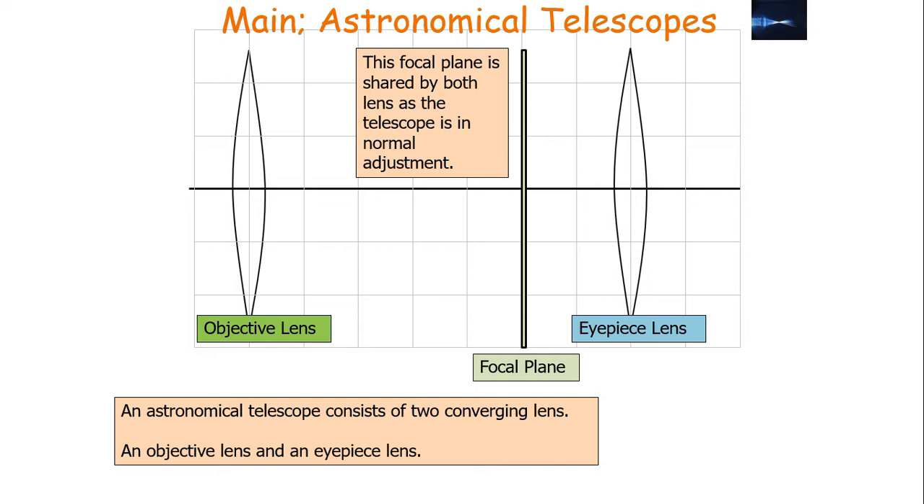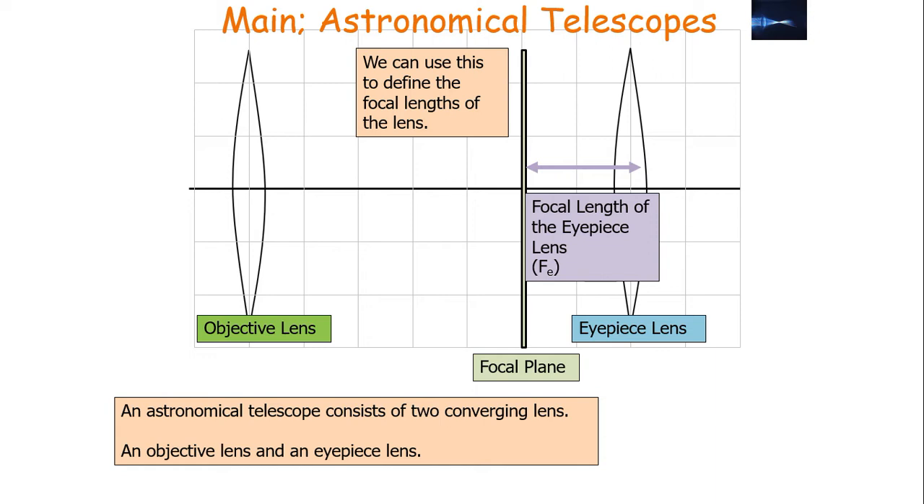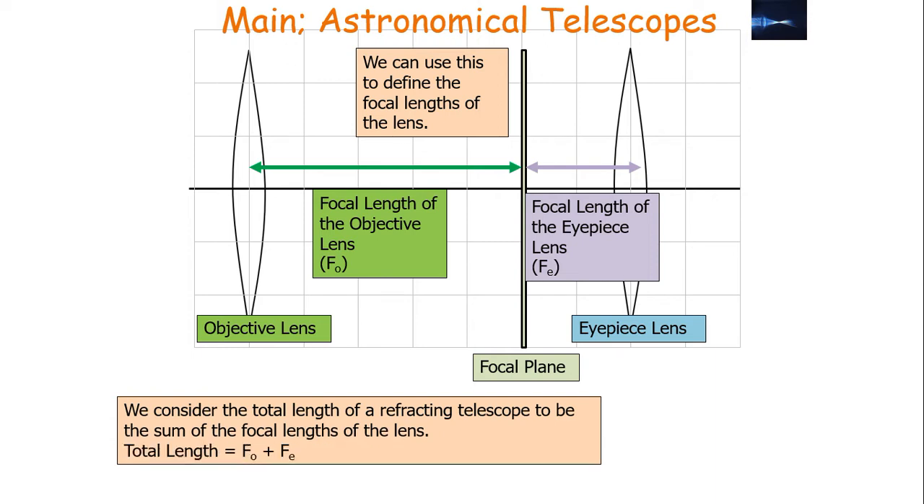In this example, this is the focal plane shared by both lenses because the telescope is in normal adjustment, so they have the same focal plane. We can use this to define the focal lengths of the two lenses. This is how we define the focal length of the objective lens, F0. This is how we define the focal length of the eyepiece lens, FE. And this allows us to work out the total length of a refracting telescope because we consider it to be the sum of the two focal lengths. So the total length of the telescope is FO plus FE.